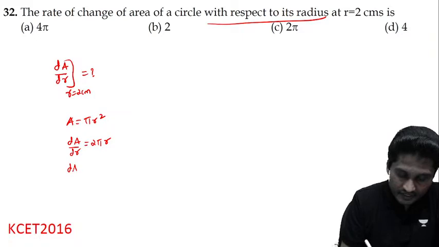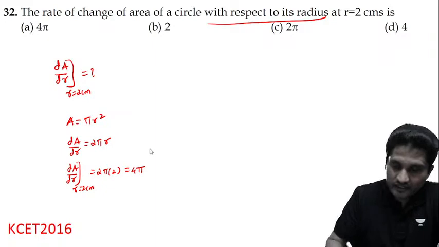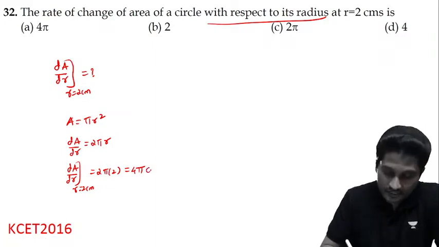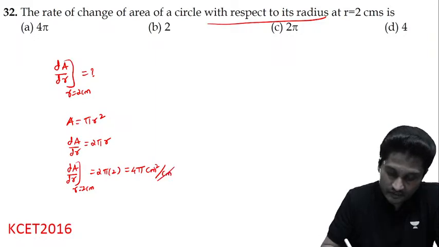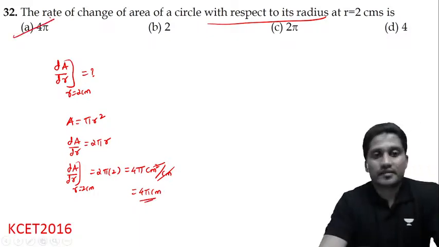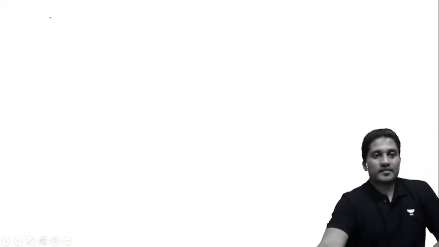Now dA by dr when the radius is 2 centimeter is equal to 2 pi into 2, which is equal to 4 pi. Area unit is centimeter square and radius is centimeter, so one centimeter cancels. You will get 4 pi centimeter. Answer is option A. Let's move to the next question.